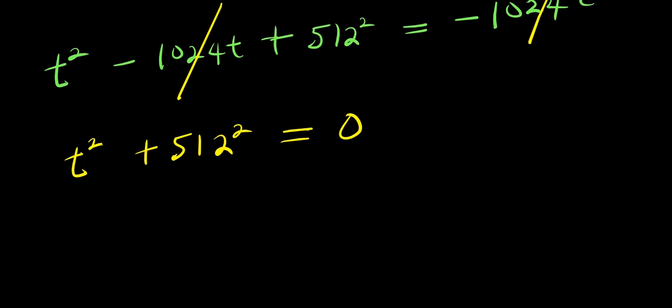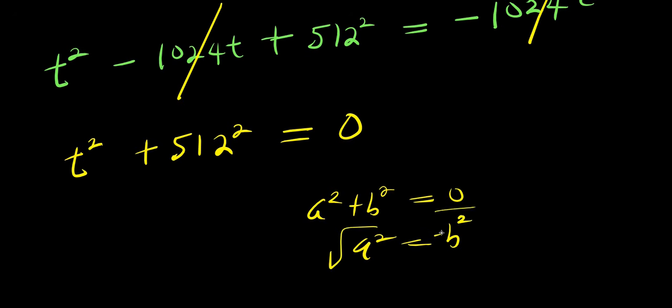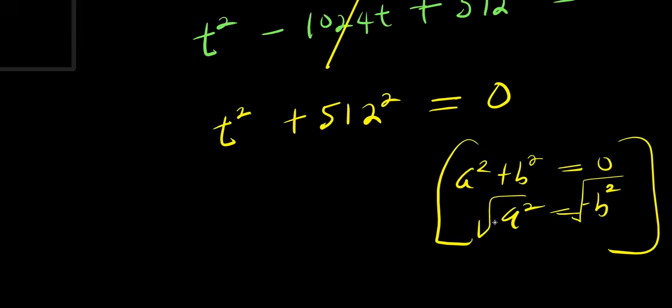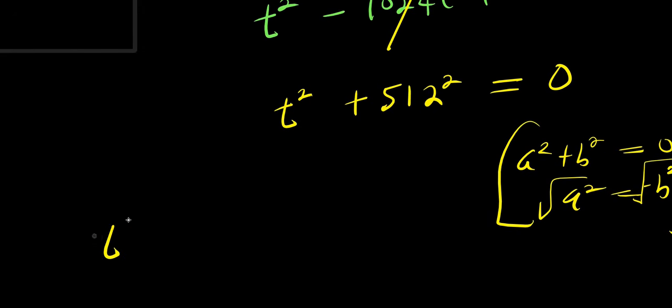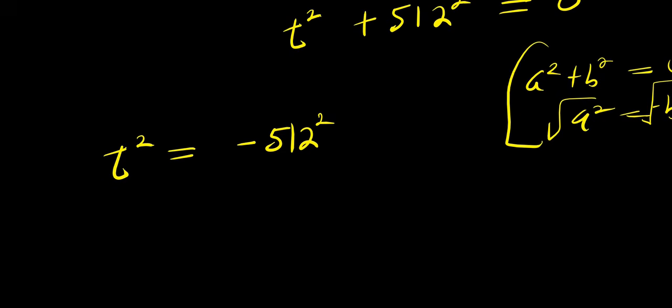So how do we solve this? This is in the form of a squared plus b squared equals 0. So you have a squared equals negative b squared, and you take the square root. So that is exactly what we are going to do right here. So let's do that. We have t squared equals negative (5/2) squared. So to solve for t, we take the square root of this and we take the square root of this.